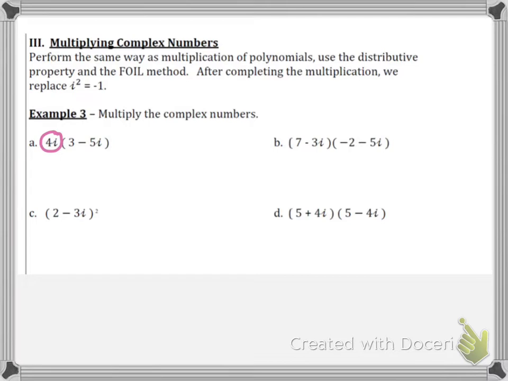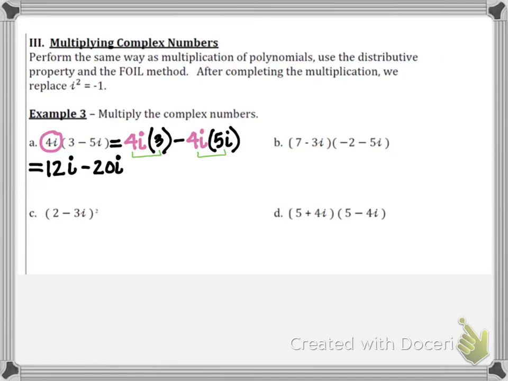So what we're going to do is distribute 4i to each term. So 4i will be multiplied by 3, then we have a subtraction sign, and then the 4i will also be multiplied by 5i. When I multiply 4i times 3, I get 12i, minus, now I'm going to multiply 4i times 5i. So 4 times 5 gives me 20, but when I multiply i times i, I see i squared. So remember, whenever you see the term i squared, you want to replace it with -1. So this becomes 12i minus 20 times -1. So I've replaced i squared with the real number -1.